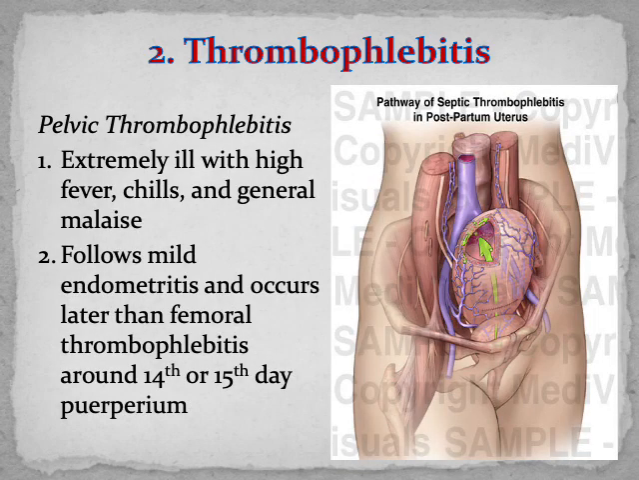Next is pelvic thrombophlebitis. Here, there is a chance that the woman feels extremely ill. Mataas ang lagnat niya, chills, and general malaise. This usually follows mild endometritis and occurs later than femoral thrombophlebitis, usually around 14th or 15th day puerperium.